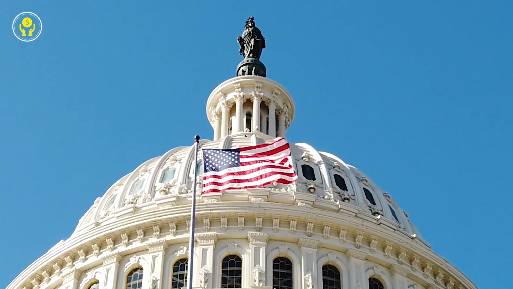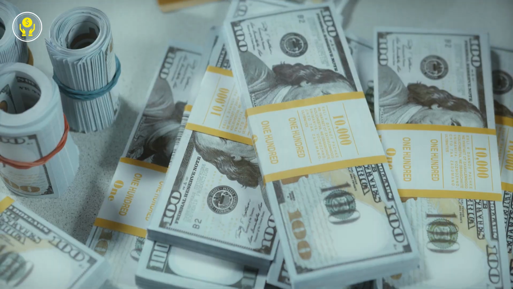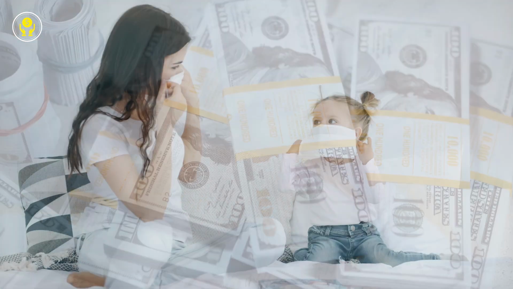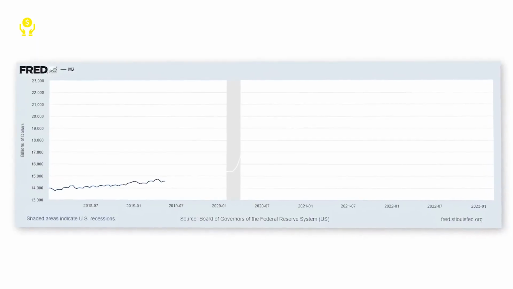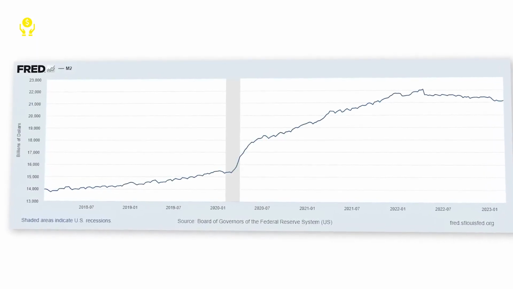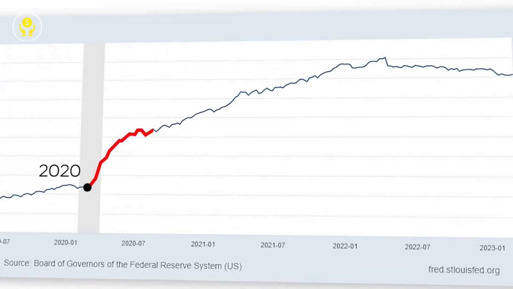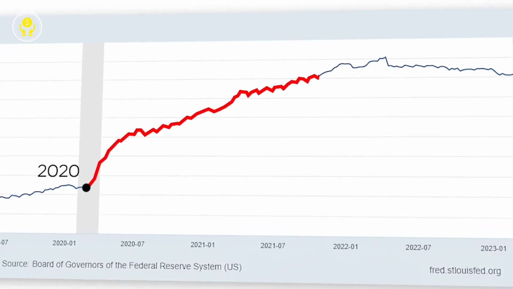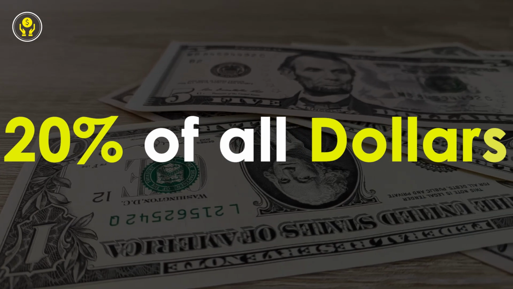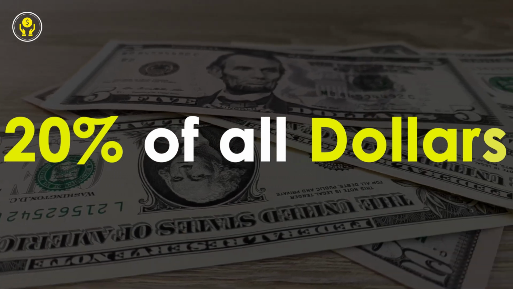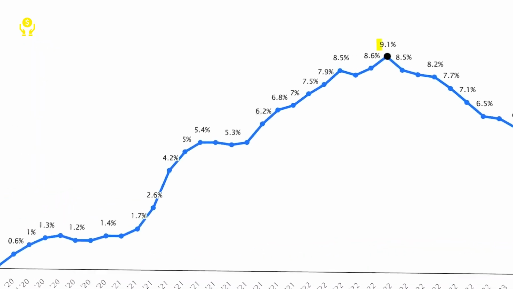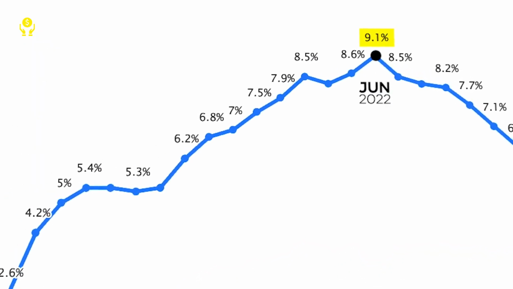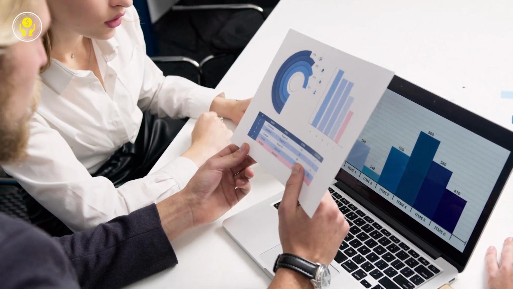In the case of the United States, they printed a significant amount of money, especially during the pandemic when the government needed money to assist people and businesses that couldn't work due to the quarantine. This graph shows the amount of money available in the United States economy, and we can clearly see how the amount of money increases during 2020. In fact, almost 20% of all US dollars in existence today were printed in 2020. This led to the inflation in the United States reaching 9.1% by mid-2022.